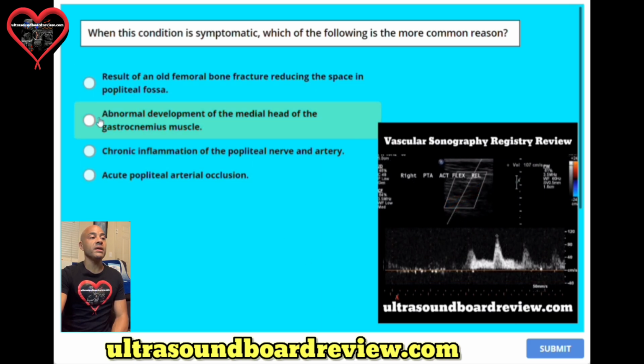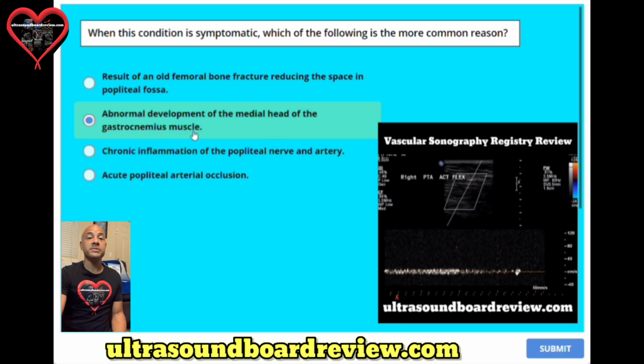The answer is B, abnormal development of the medial head of the gastrocnemius muscle. And this is called popliteal entrapment syndrome.